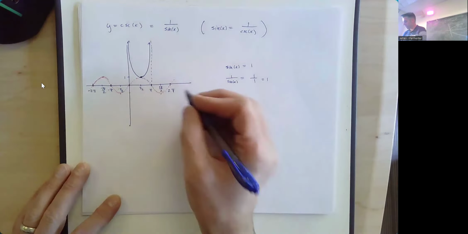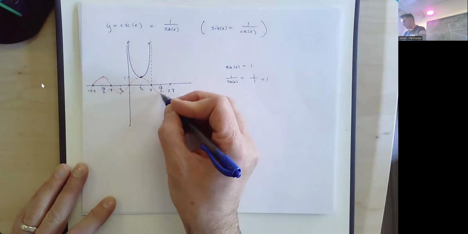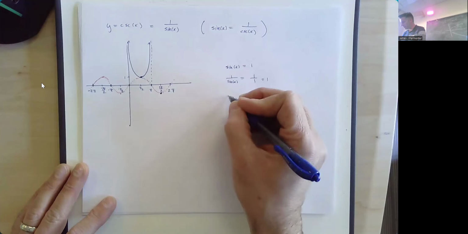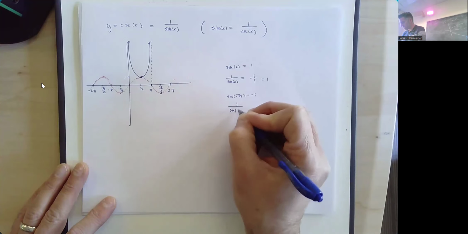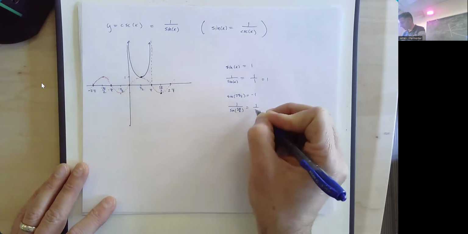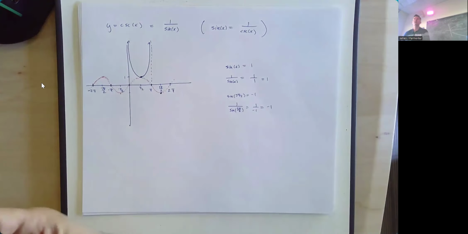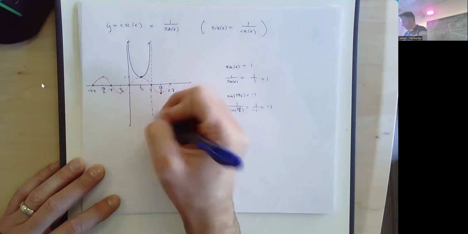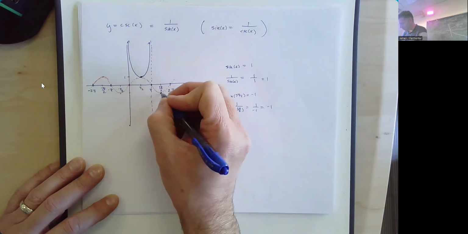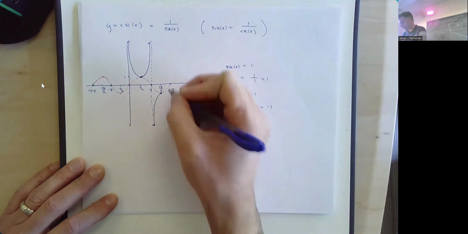Same thing over here. If sine of 3 pi over 2 is -1, what's the reciprocal of -1? What's 1 divided by -1? Important fact also: reciprocals always retain the same sign. The reciprocal of a positive number is a positive number. The reciprocal of a negative number is still a negative number. Okay, so cosecant of 3 pi over 2 is -1. And then as the sine graph moves closer to 0, the cosecant graph moves further away from 0. Same deal over here as well.